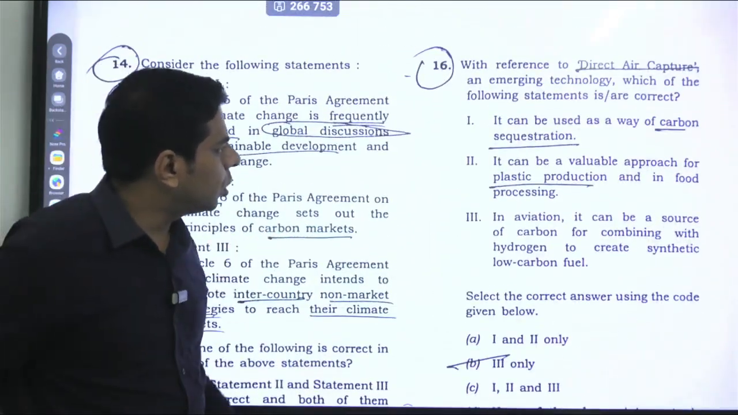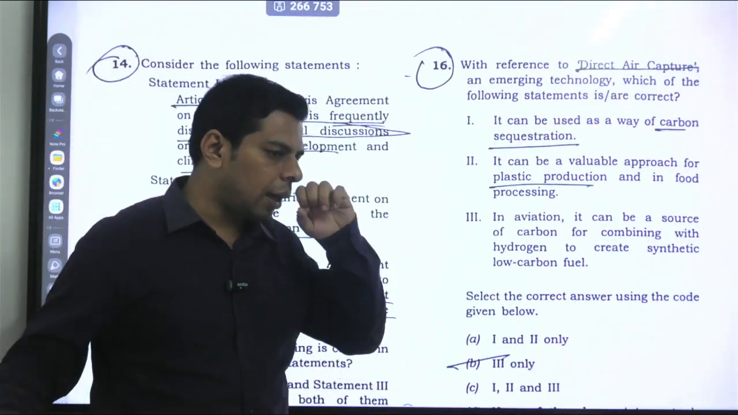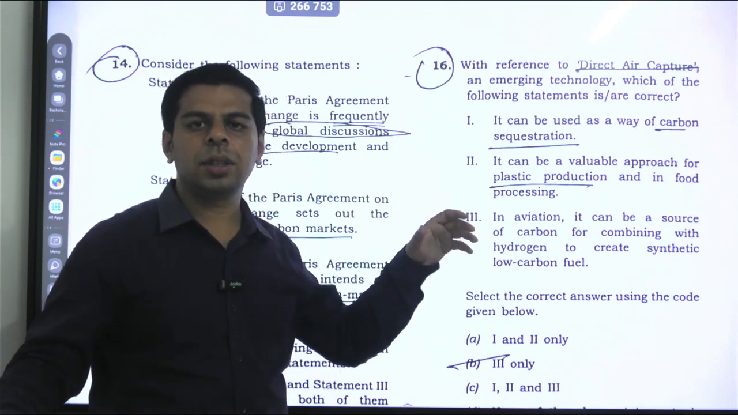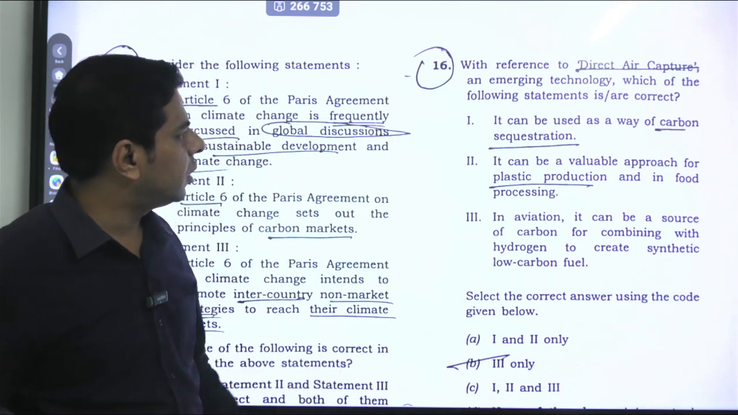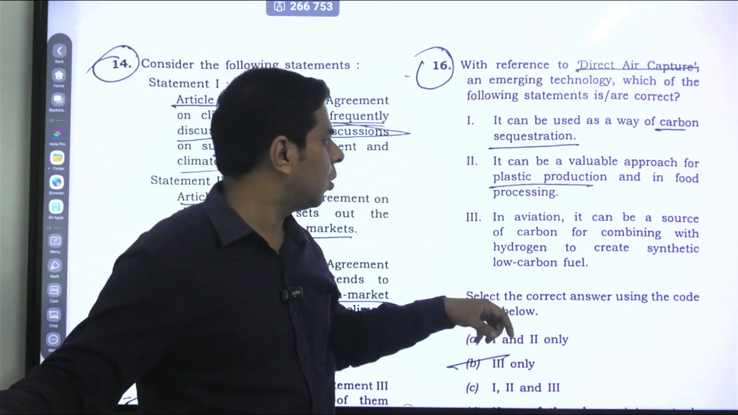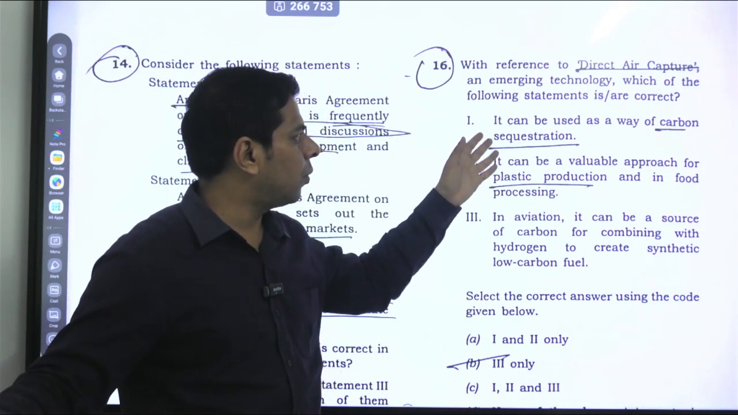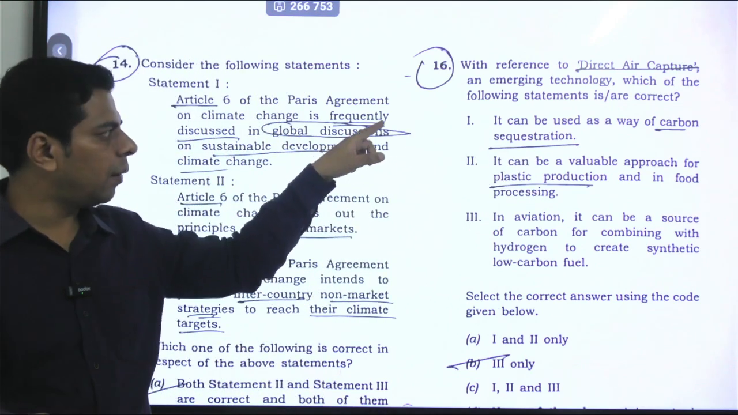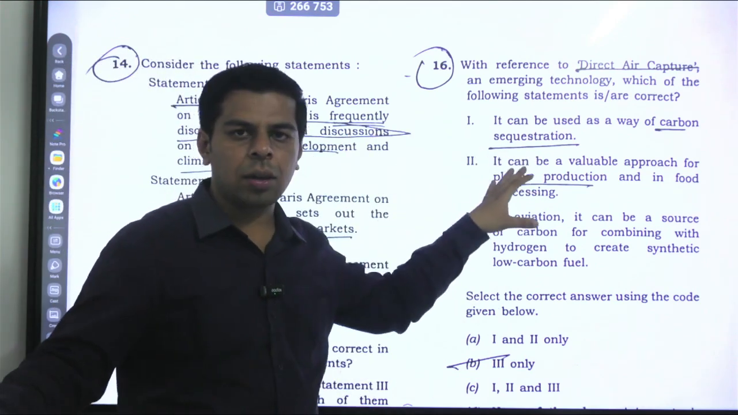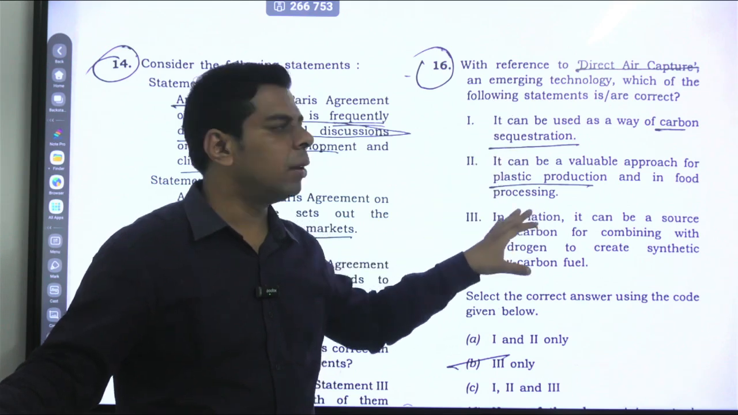Coming to the question on direct air capture. Now, once again, carbon sequestration, direct air capture is an emerging technology. They are mentioned even in your economic surveys as well, as the question also says emerging technology. So the first statement is straightforward, which is highlighted in our class lecture as well. In the last COP also, they had mentioned this word. So it's an emerging technology primarily focused on carbon sequestration.